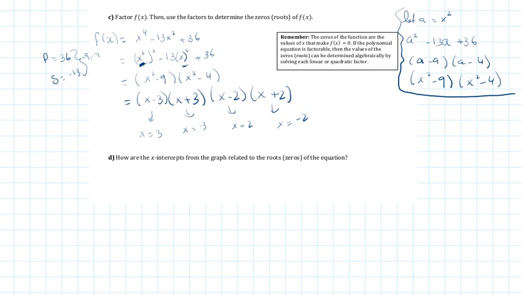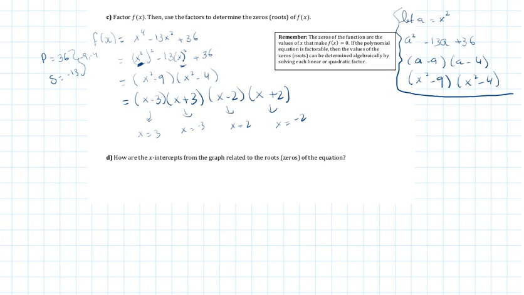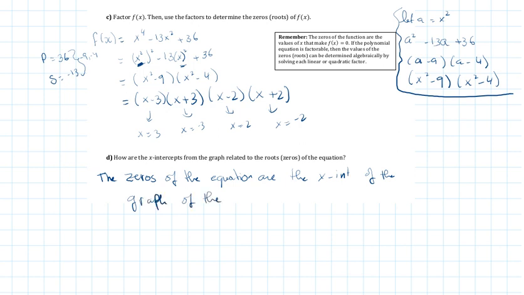So how do the x-intercepts from a graph relate to the roots or the zeros of the equation? The zeros of the equation are the x-intercepts, right? So the zeros of the equation are the x-intercepts of the graph of the function. All right.